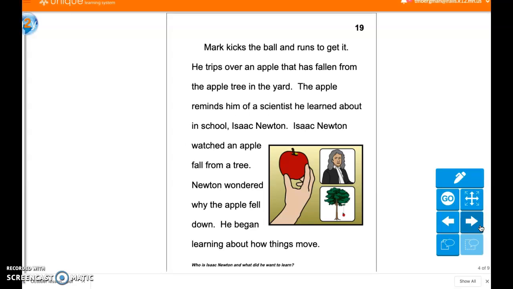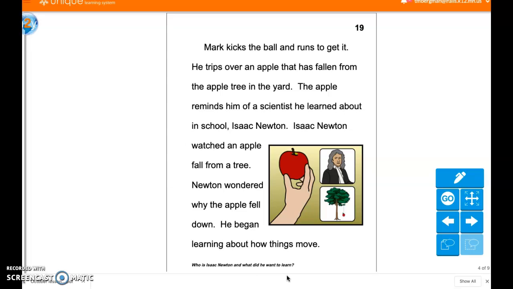Mark kicks the ball and runs to get it. He trips over an apple that has fallen from the apple tree in the yard. The apple reminds him of a scientist he learned about in school, Isaac Newton. Isaac Newton watched an apple fall from a tree. Newton wondered why the apple fell down. He began learning about how things move.